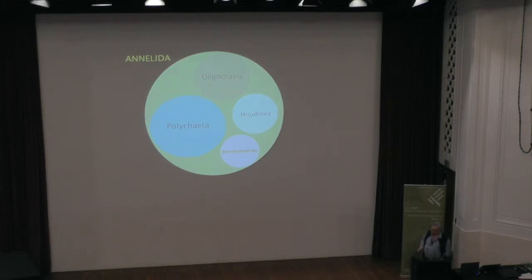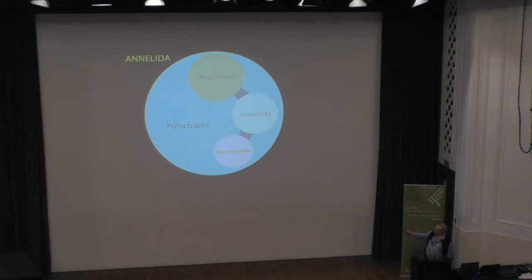But with the advent of molecular work with DNA analysis, the situation's changed. Also, the oligochaetes and the leeches form a group called the Clitellata. But with the DNA, these Clitellata actually nest within the polychaetes. So in other words, polychaetes really doesn't exist. Polychaetes are annelids, and what we now call polychaetes is really everything else apart from these ones.